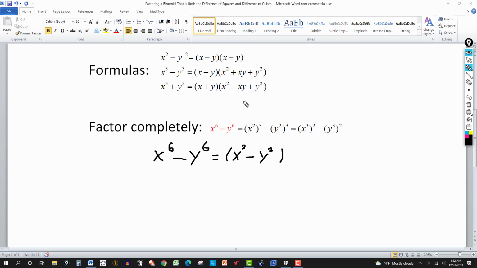x squared minus y squared. And then the second factor is the square of the first term. So x squared squared, multiply the exponents, so 2 times 2, that gives me a 4 here. And then it's the opposite sign, so this becomes a plus. And then it's the product of the two terms, so that's going to be x squared y squared plus the square of the second term. So y squared squared, that just multiplies the exponents 2 and 2, that's going to be a 4 here.